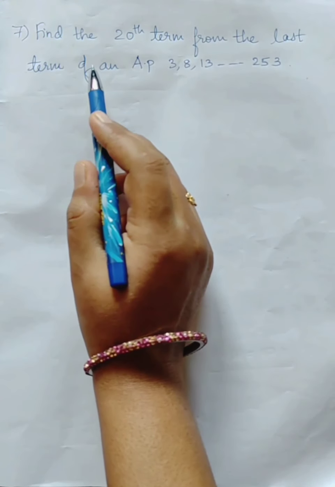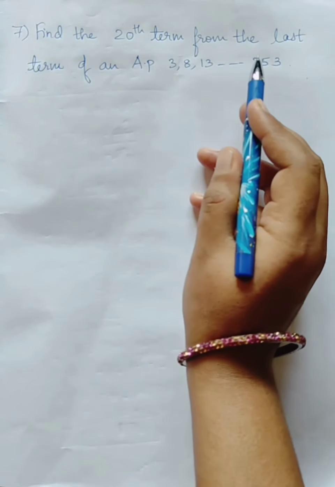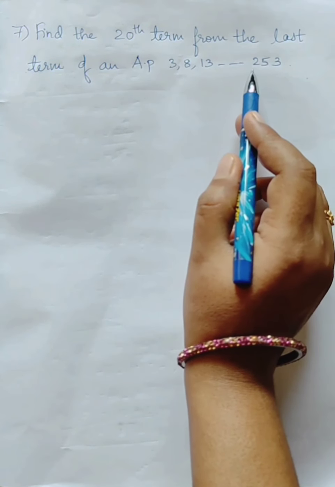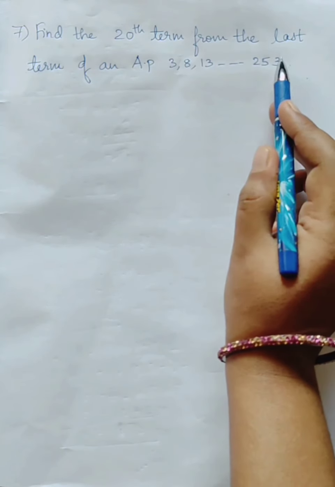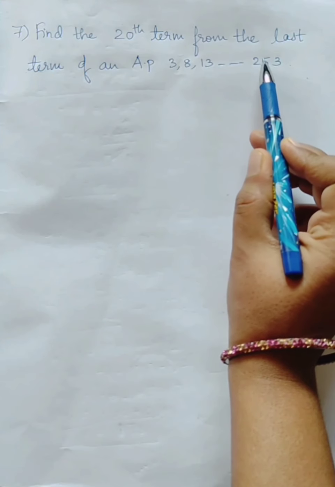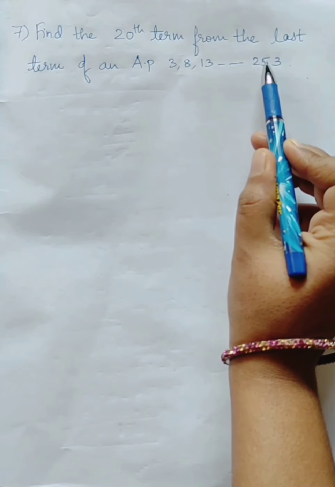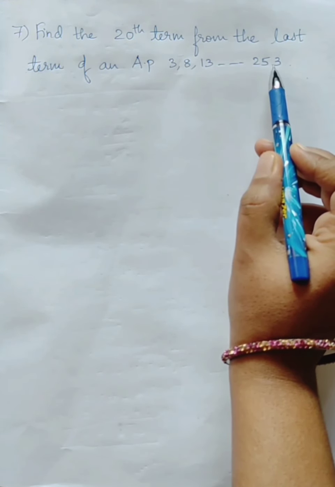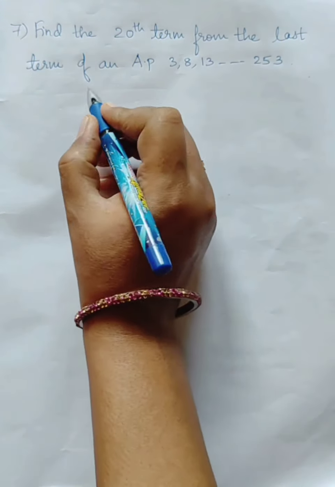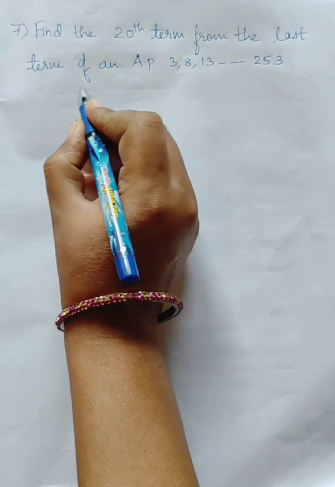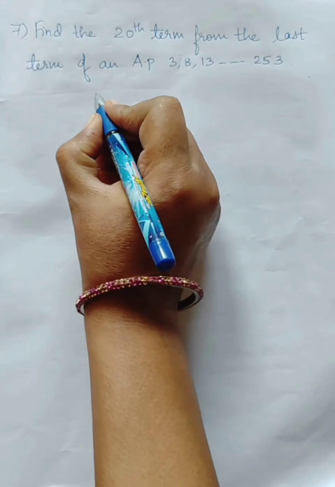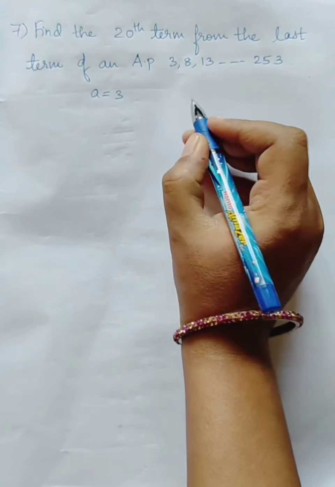Okay. Next, question number 7 is, find the 28th term from the last term of an AP. So the AP is given. In this AP the last term is 253. From this last term, we need to find the 28th term. So how are we going to find it? First of all, whatever things are given, I am going to write. What things are given in this AP? The first term is given, A is equal to 3.